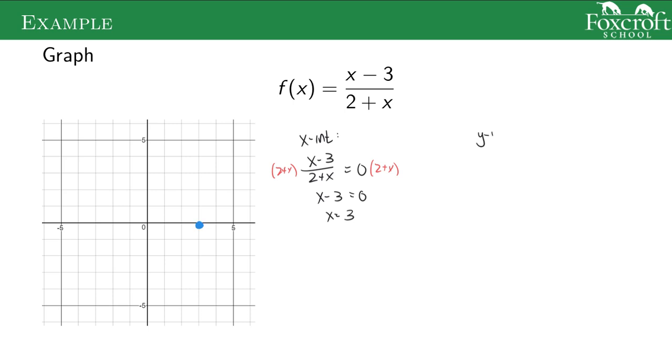Next is my y-intercept. That's when I plug in 0, so I'm going to get 0 minus 3 over 2 plus 0, negative 3 over 2. So negative 3 over 2, which is negative 1 and 1/2, which is there, is my y-intercept. All right, next is my vertical asymptote. That's when I take the bottom of my fraction and set it equal to 0. So subtract 2 to the other side, that's at negative 2.